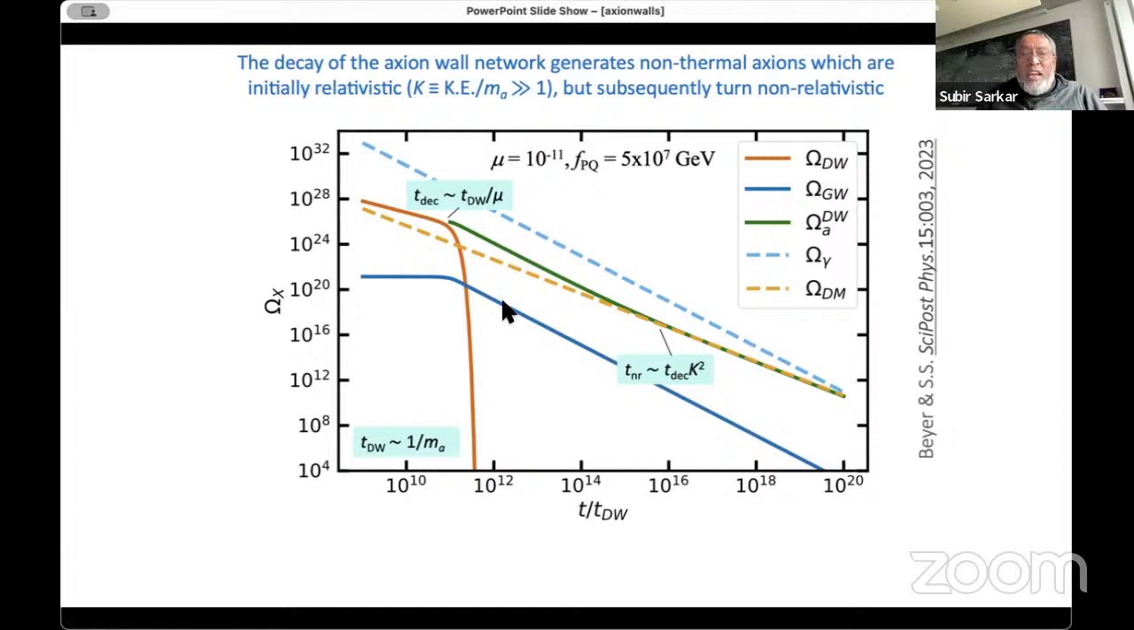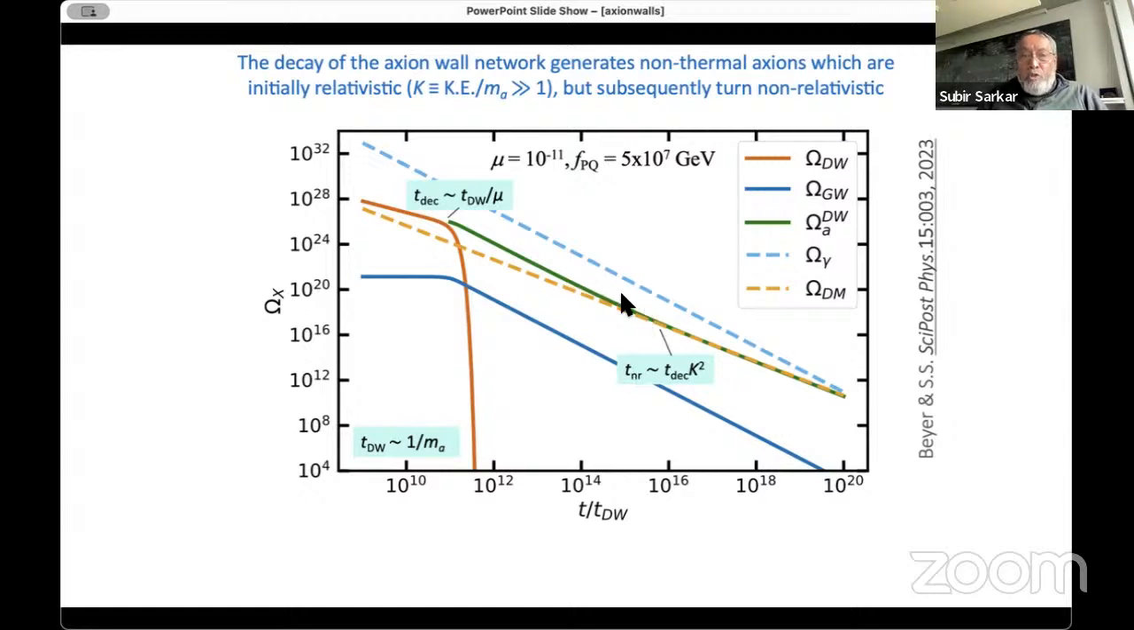So the constraint is effectively coming from the fact that the domain wall decay must happen early enough to allow the decay axions from the wall network to redshift sufficiently before they become non-relativistic and contribute to the dark matter, and that contribution should not exceed the amount of dark matter we know there is in the universe. Okay, it's a very simple argument illustrated in this cartoon here.